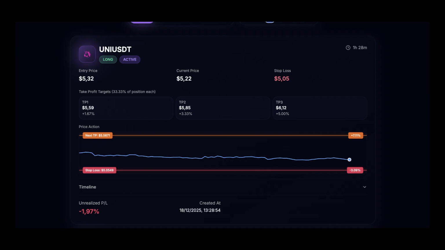Let's take a look at the price action graph. The graph represents the asset's actual price action over time. It provides instant visual context, showing where the price is relative to the stop loss, in percentage terms, how far it is from the next take profit target, and how the trade has evolved since entry.